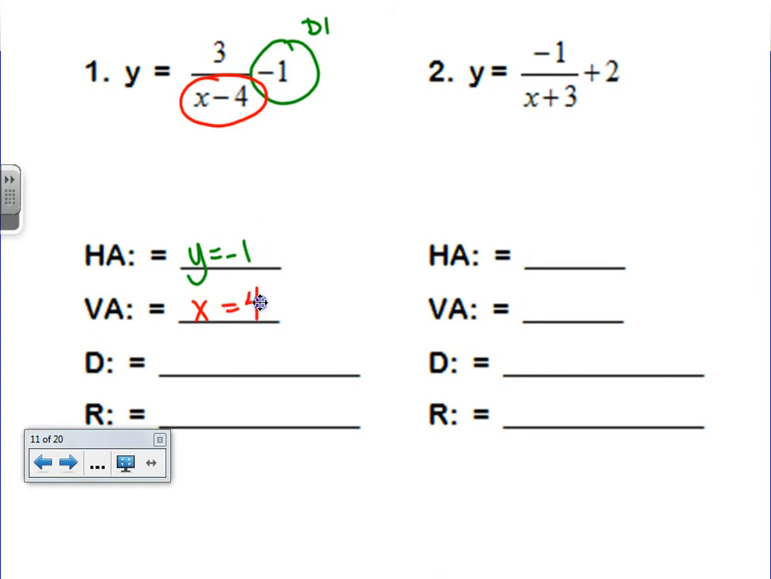Now notice I've written equations for your asymptotes each time. You have to write the full equation. If you just wrote the number 4 and not x equals 4, I can't count you correct.